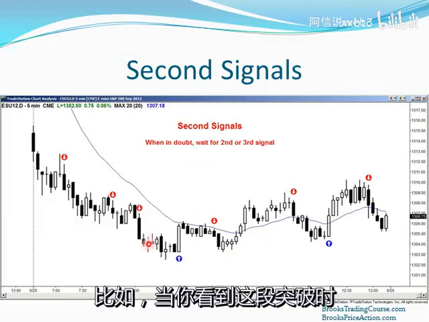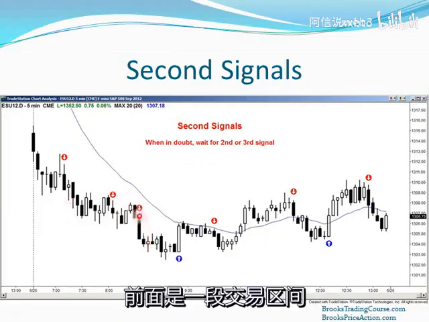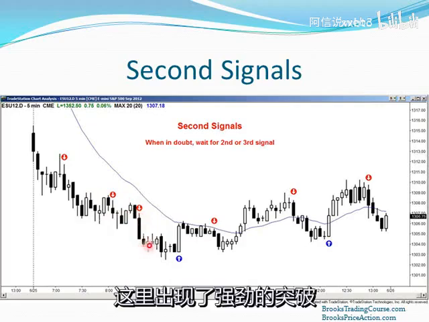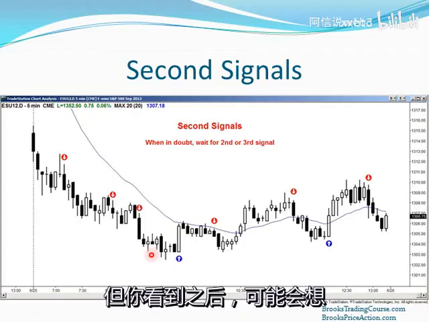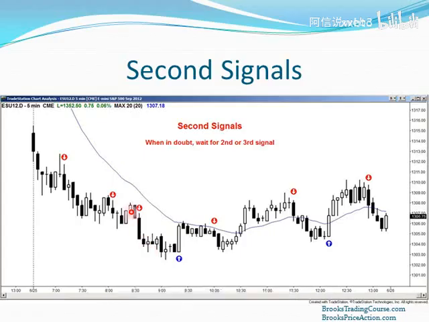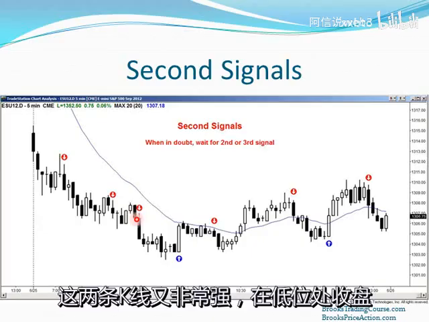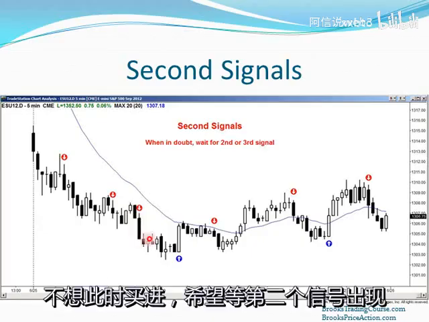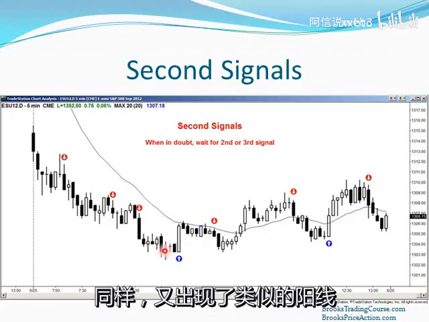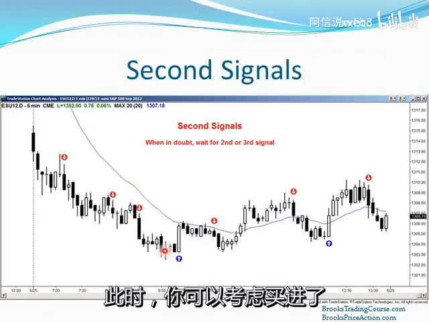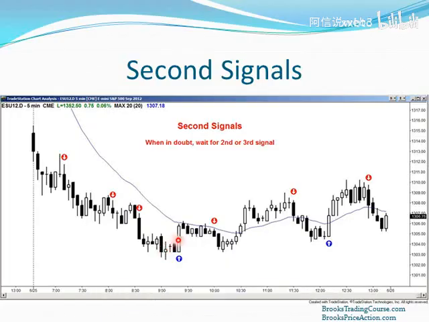For example, if you see this failed breakout, we have a trading range, a strong breakout, and we see a bull reversal bar for a possible long, and you look at it and you say, well, it's only a one tick body and it's after 3 pretty good bear bars, and these 2 are especially strong closing on their low tick. I don't want to buy that. I'll wait for a second signal. Here the market broke to the downside, and again we got a similar bull bar. At that point you can consider buying.